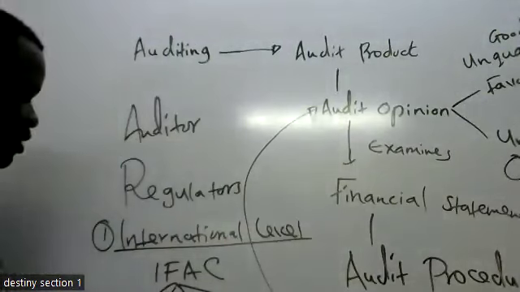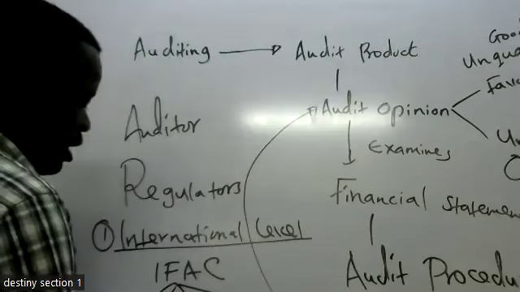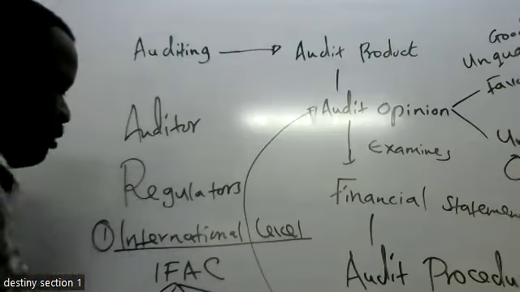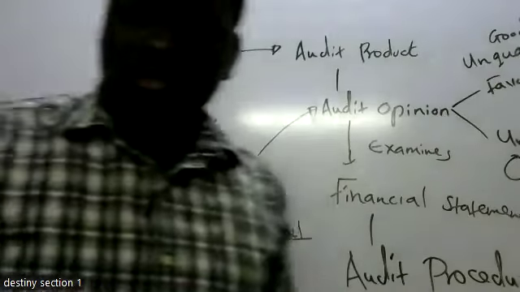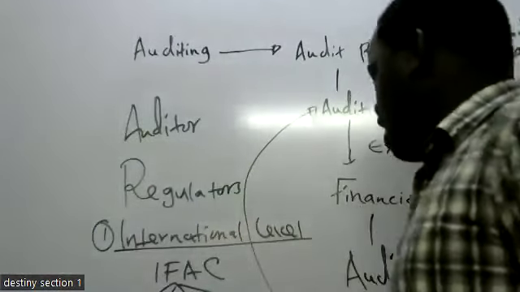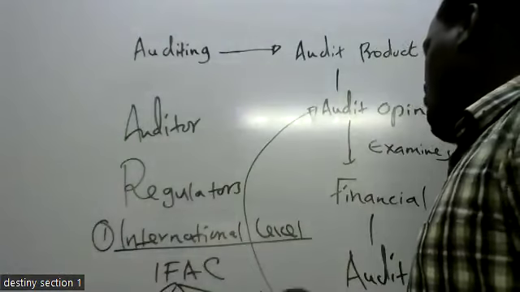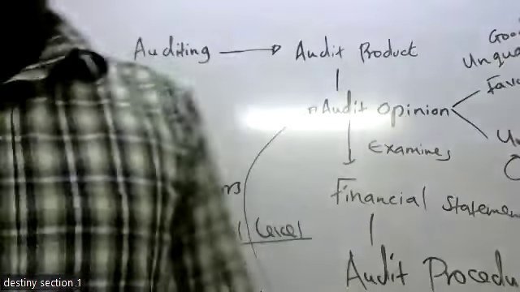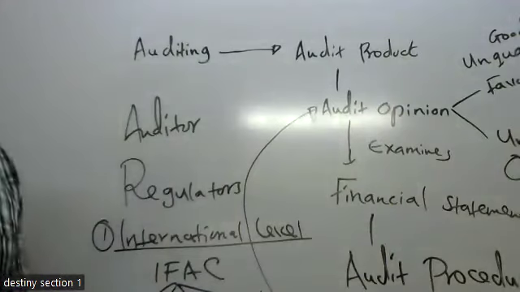We also have another one which is called the International Public Sector Accounting Standard Board. So we develop those accounting standards used in the public sector environment. Then we have a body like the International Accounting Standard Board. We might develop things like the IFRS, the IAS, which are applied in the area of accountancy.